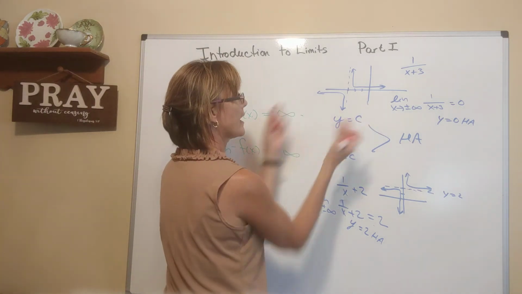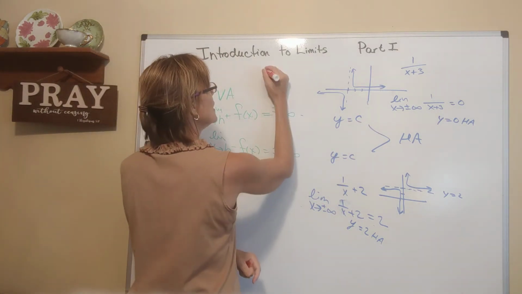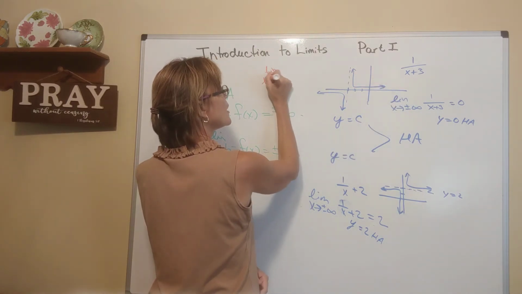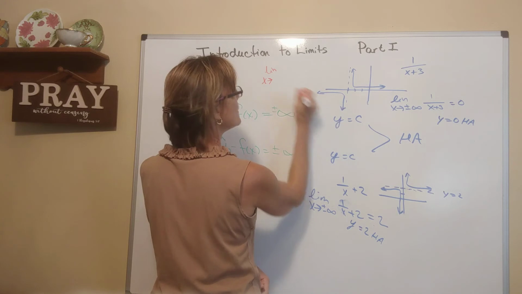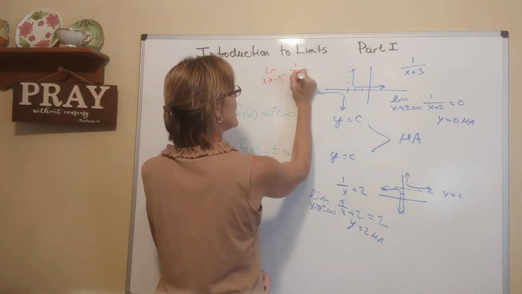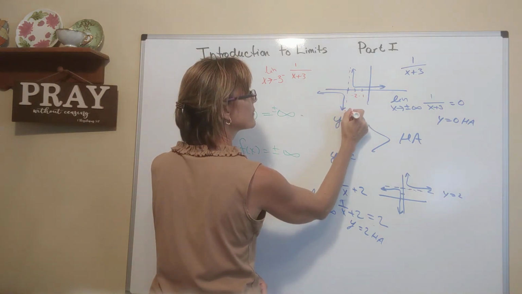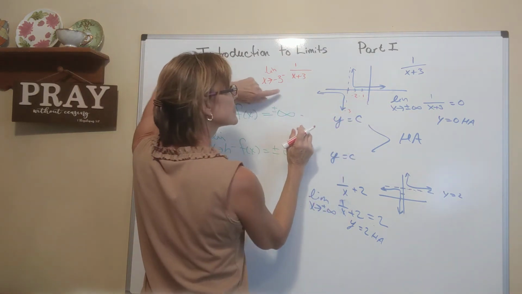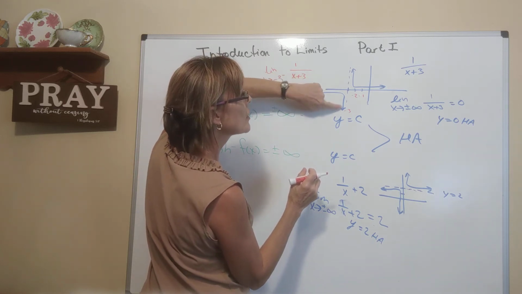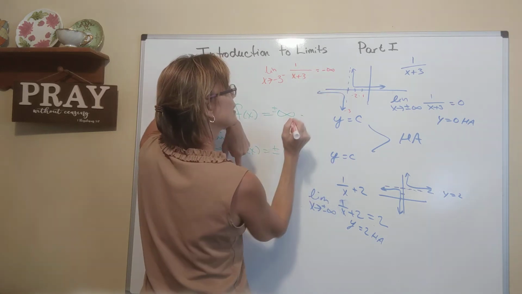Let's look at these two graphs. Okay, ready? Let's consider the limit as x approaches negative 3 from the left of 1 over x plus 3. This is negative 1, negative 2, and this is negative 3. As x gets close to negative 3 from the left, we are going down as far as we can go. We're going to negative infinity.